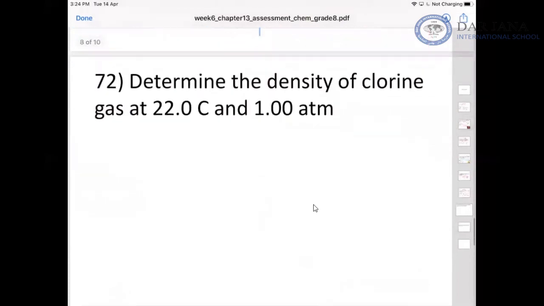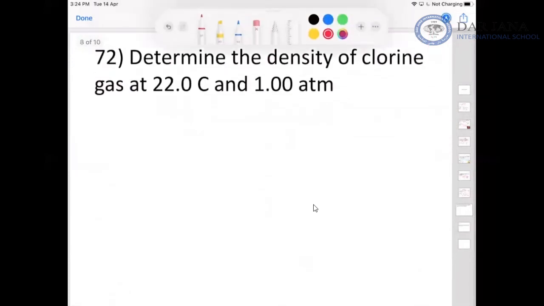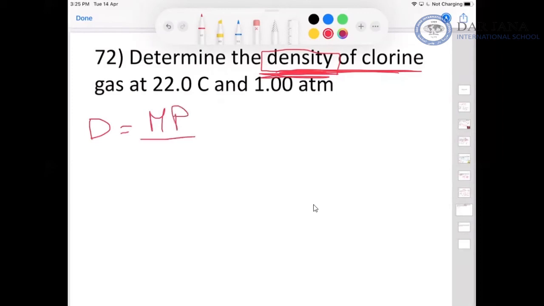Let's move to number 72. Determine the density of chlorine. Now this equation is easy because you already have a formula to calculate the density. The formula was explained in lecture 13.2, and you have the formula in the book. The formula for the density of a gas is D equals M, where M is capital M, the molar mass, times the pressure, over R times T. So you memorize this formula and you use it when you want to find the density of a gas.